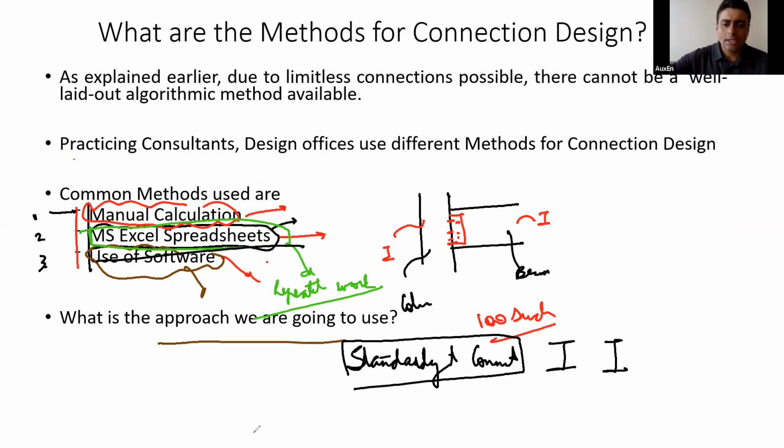But if you come across a connection that may not be repeated in your other projects, it may not be worthwhile to develop spreadsheets. In one of our earlier courses, where we had done a course on PEB structures, we had developed Excel spreadsheets, because in PEB structures, I'm talking more about the industrial shed type structures, the connections are mostly standardized by the manufacturer. So we had developed Excel spreadsheets on the basis of that. Okay. Yes, we will share those Excel spreadsheets.